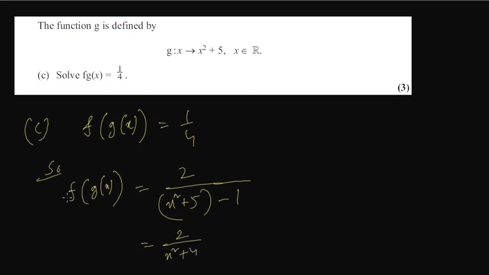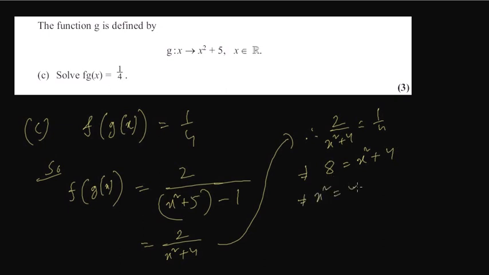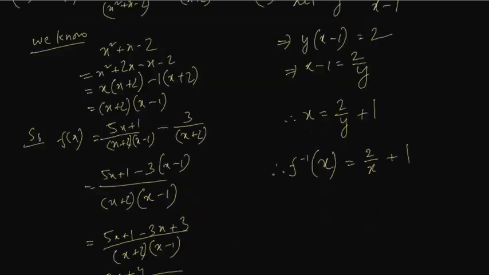So this is fg(x). So therefore 2 divided by x squared plus 4 equals 1 by 4. If you cross multiply, 4 times 2 is 8, and (x squared plus 4) into 1 is this. So this is going to be x squared equals 8 minus 4, which is 4. Therefore x equals plus minus square root of 4, which is plus minus 2. Always be careful after you're done with it. They said solve, but you got two answers. Of course that could be the answer, but pay attention.